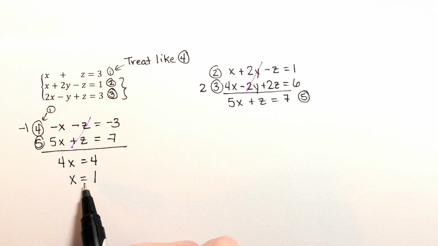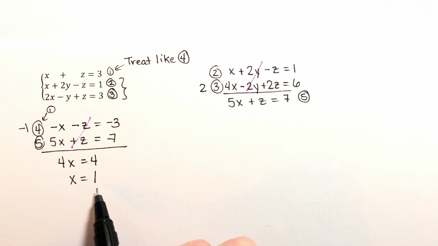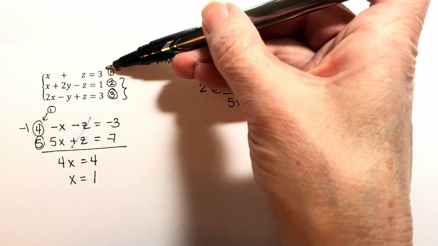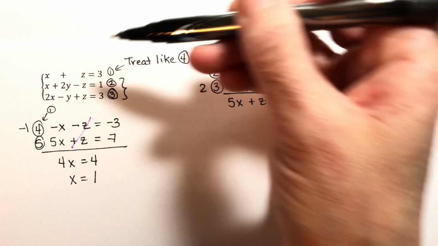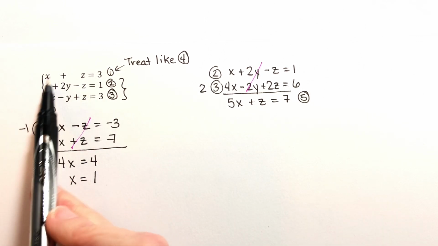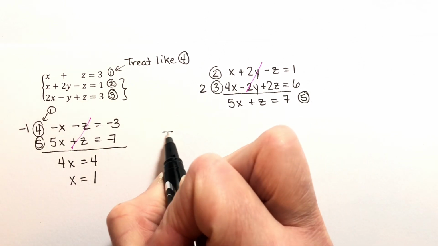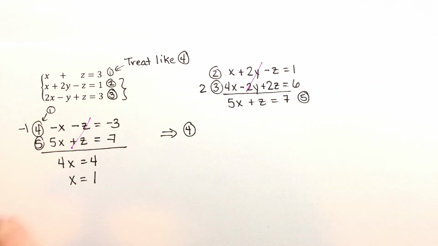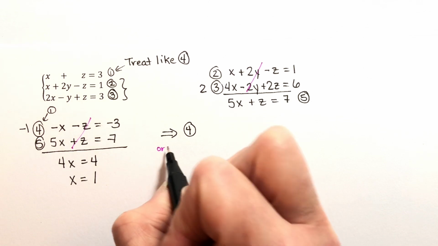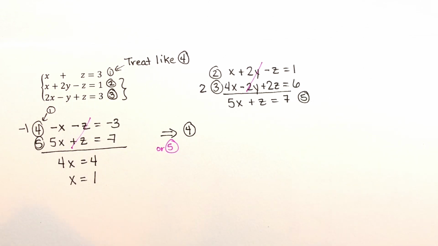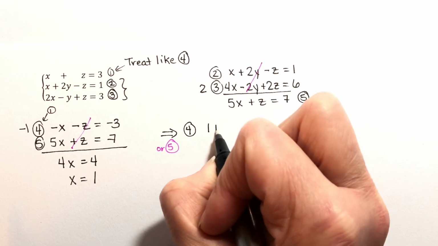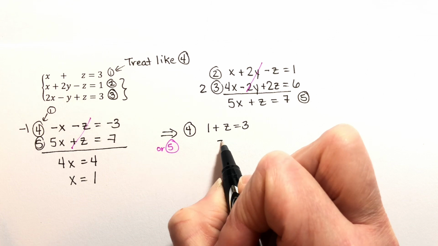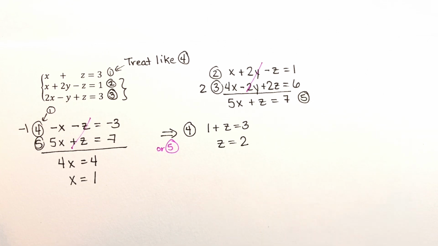Now we want to take this value and plug it in someplace where we can find another one. I can plug it in here and find z, or even better, I can plug it in here, which was number 4, and find z. This one's easier because this doesn't have a multiplier. So I'm going to choose to plug in to equation number 4. And again, I could have done 5 at this step. And that gives me 1 plus z is equal to 3. So z is equal to 2.